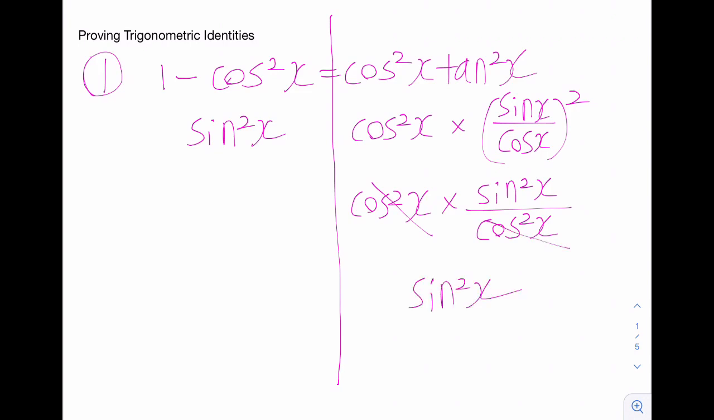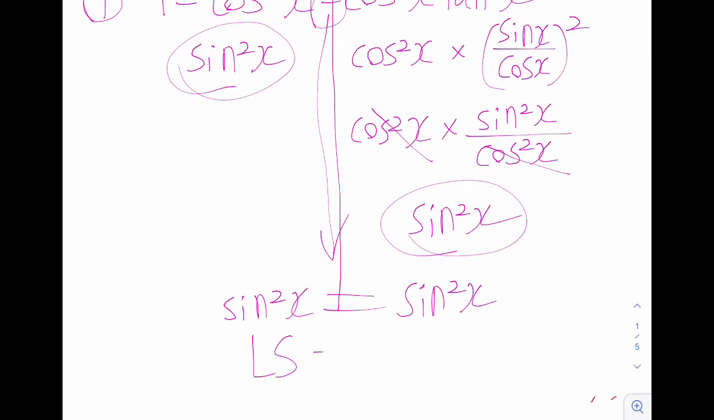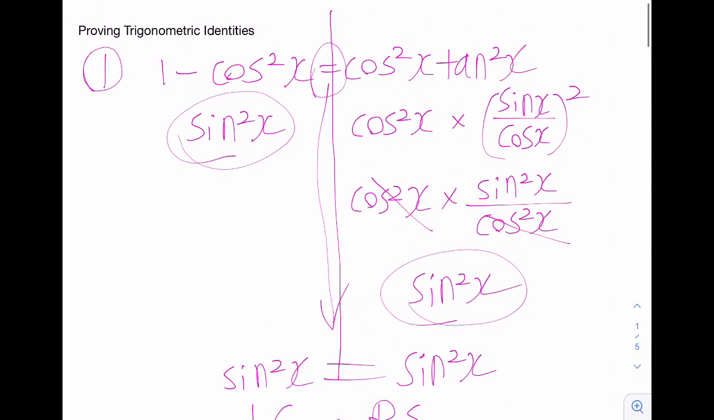of x. But wait guys, we have sine squared of x on this side and sine squared of x on this side. So that means we can say that sine squared of x is equal to sine squared of x. Alright guys, so our left side is equal to right side. So we just proved that this trigonometric equation is true.